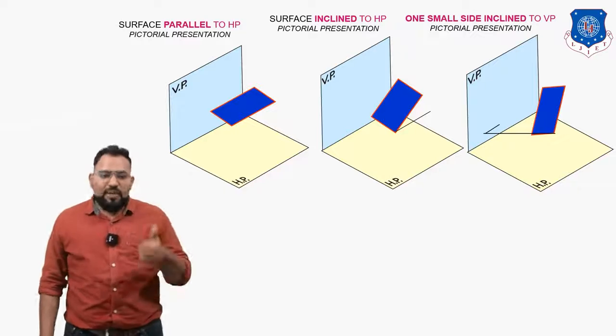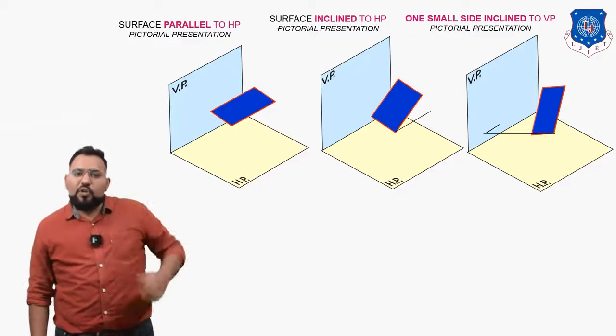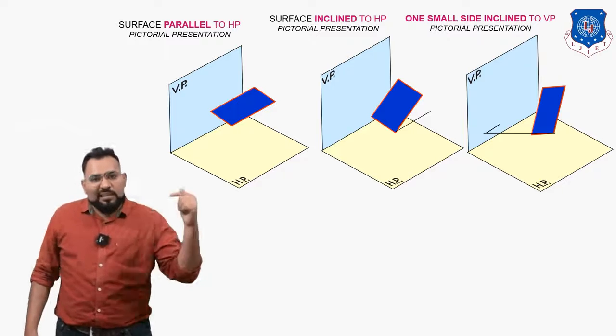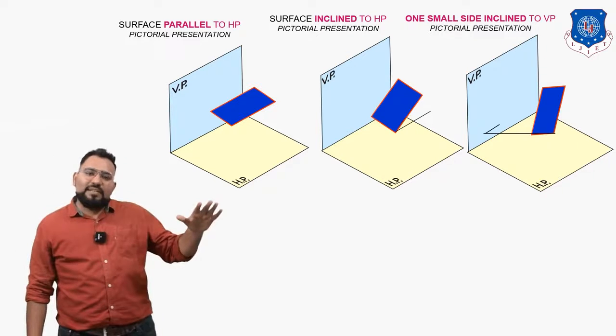So in the first picture, you have a surface parallel to HP. In the second picture, you have a surface inclined to HP. In the third picture, you have a surface inclined to HP and VP.